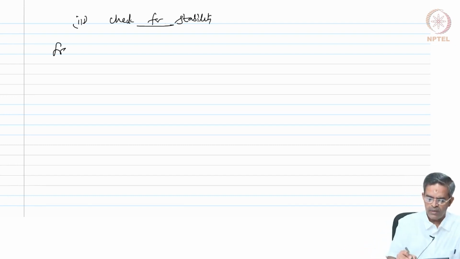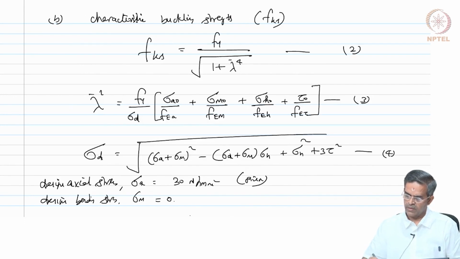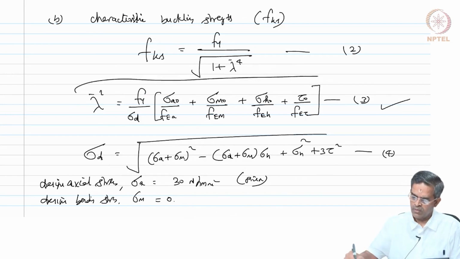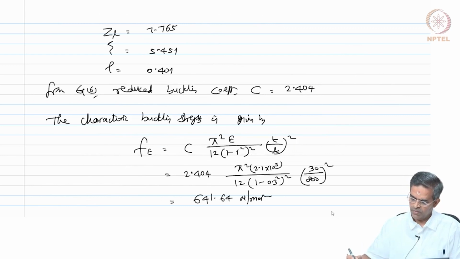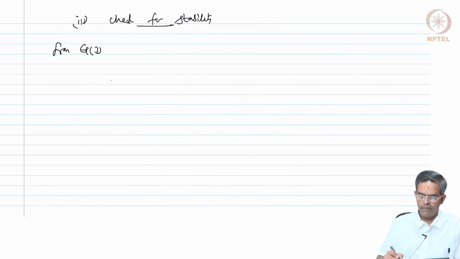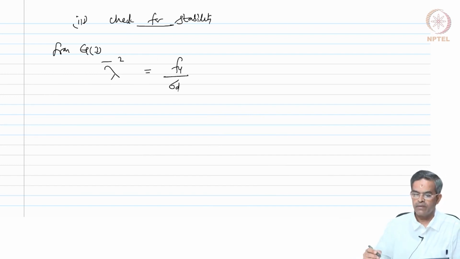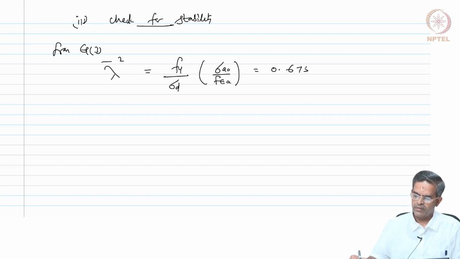From equation 3, what is equation 3? Let us see this equation here. From equation 3, we know this value can now be obtained for substitution. From equation 3, lambda bar square is given by Fy by sigma d times of sigma AO by FEA. Remaining all are set to zero, which comes to be 0.675.